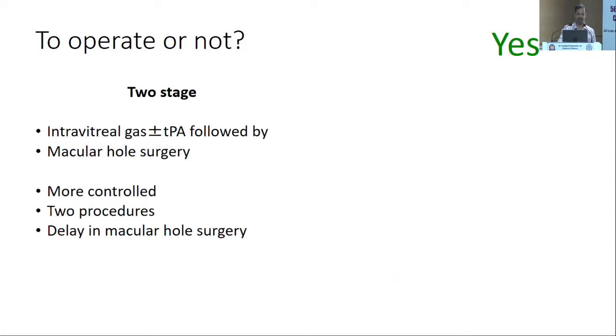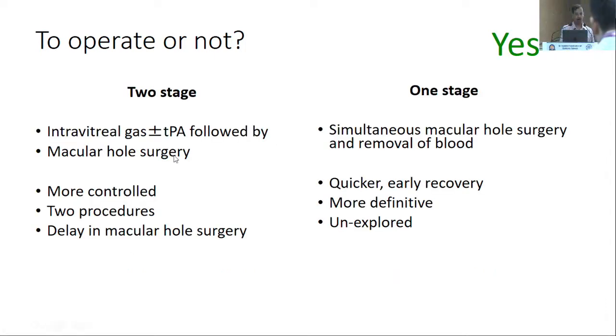So there could be several scenarios in such a patient. One may traditionally choose to do a 2-stage surgery where you put intravitreal gas plus or minus TPA, followed by prone position, and once the hemorrhage resolves, then one can go ahead with macular hole surgery. It offers the advantage of being a more controlled procedure, but has the disadvantage that the patient has to undergo 2 procedures, and of course there is a delay in macular hole surgery, which may decrease the final visual acuity which can be obtained by the patient.